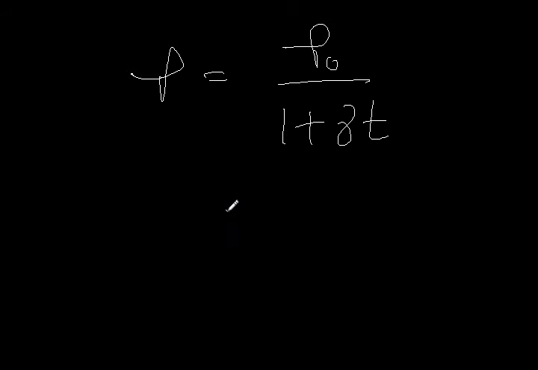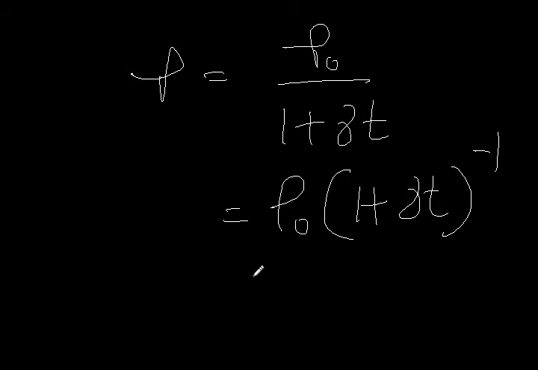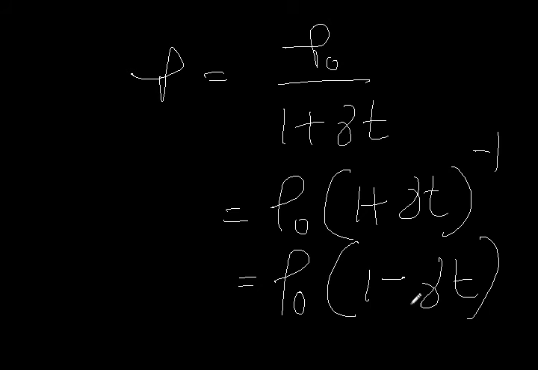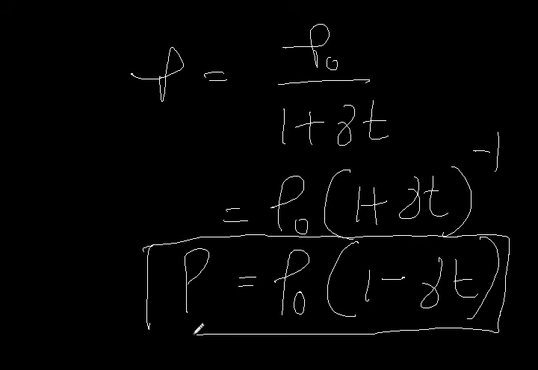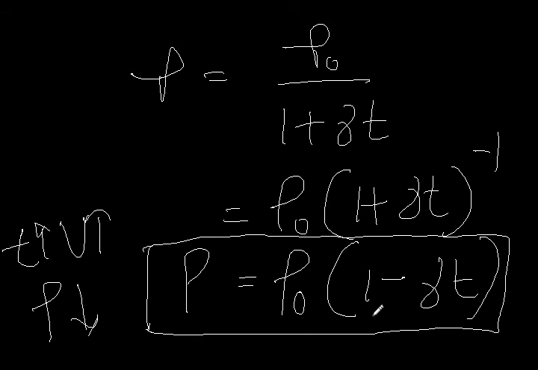Now I apply a simple logic of surds and put it as 1 plus gamma t to the power minus 1. And then I apply binomial. So it is rho 0 times (1 minus gamma t). I hope you understand the whole situation now, as in case of volume, with rise of temperature, the volume increases. And as volume increases, density should decrease, and here we see why it is decreasing, because it is having a minus sign here. So this is how we are applying the binomial theorem in case of physics.